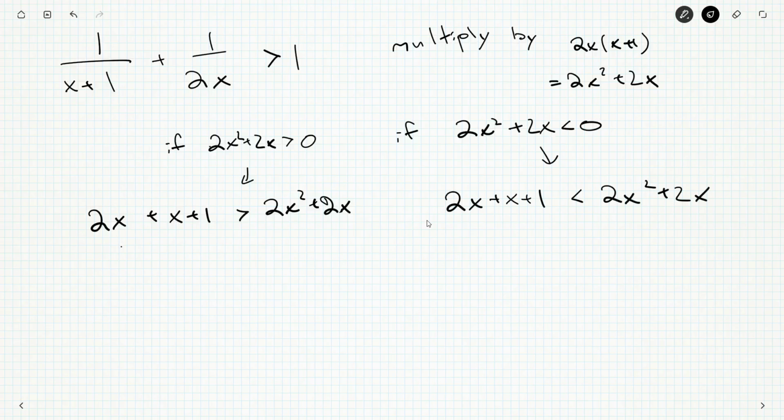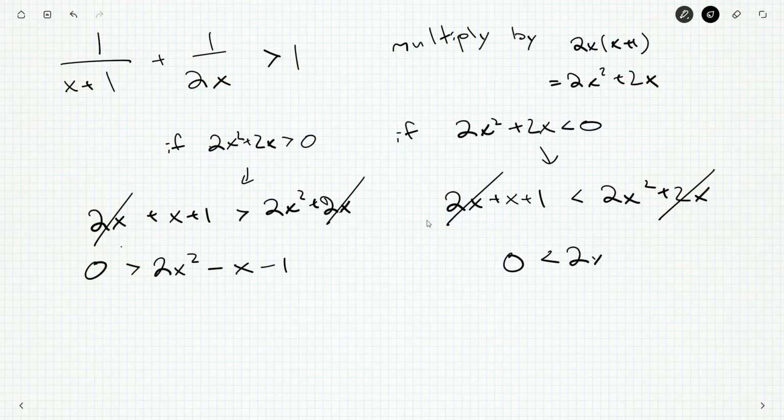Alright, in both cases we can simplify. I can cancel out 2 x's in both cases and bring everything over to one side. So I'll be looking at 0 being greater than 2x squared minus x minus 1. And this is an upward facing parabola. And then we can have 0 less than 2x squared minus x minus 1. And this is also an upward facing parabola.